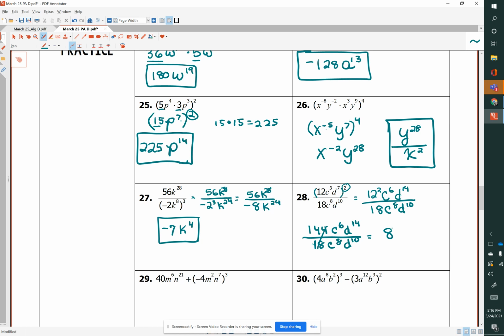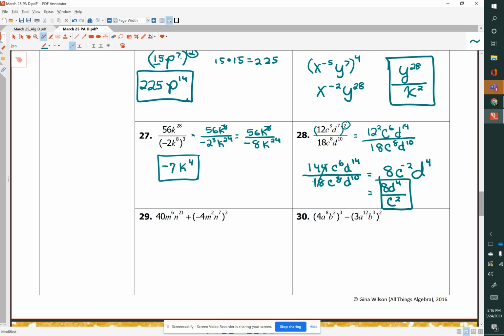C 6 minus 8 is negative 2. D, 14 minus 10 is 4. So a little trouble with my pen there. So now we've got to work with putting that c to the negative 2 power in the denominator. So we'll have 8d to the fourth in the numerator, c with a positive exponent of 2 in the denominator. And there's our final answer.